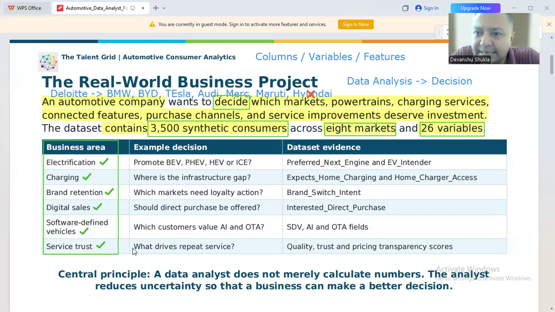So जो हमारे पास डेटा सेट है उसमें जो हम बिजनेस एरियाज के लिए डिसीजन के लिए हेल्प करने वाले हैं इन कंपनीज को एज अ Deloitte data analyst. So we will be focusing on electrification, charging, brand retention, digital sales, software defined vehicles, and service trust. ठीक है, I believe this is clear. So अब हमें इसमें करना क्या क्या होगा.